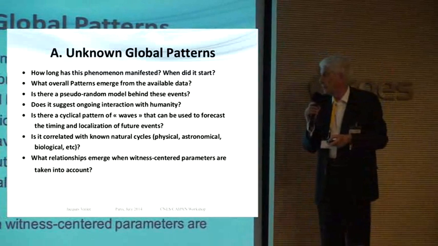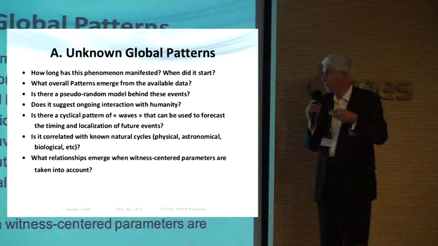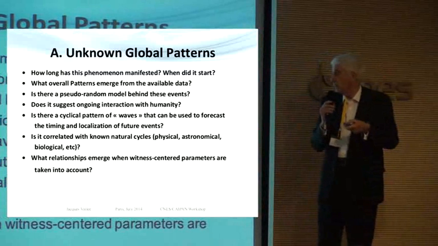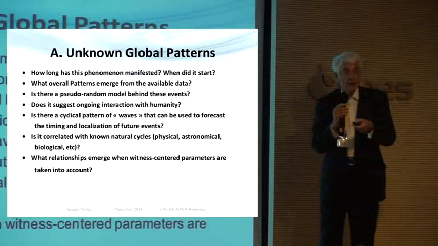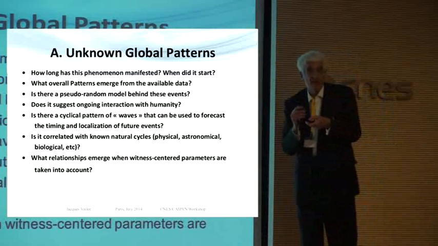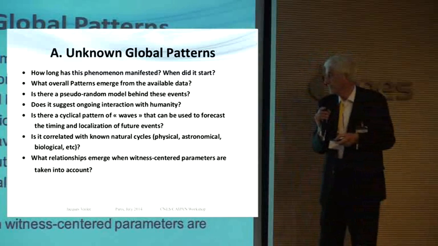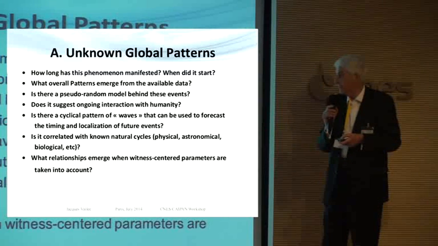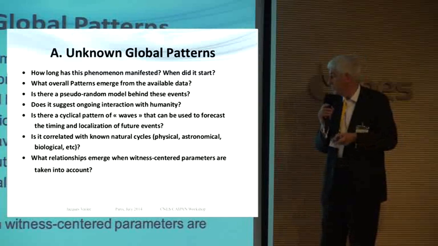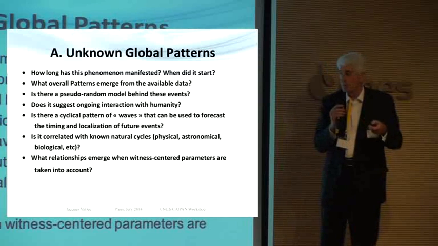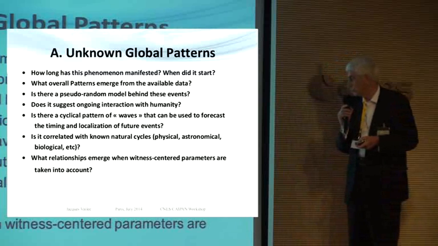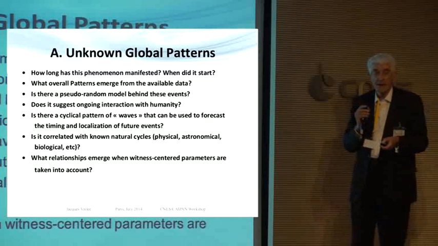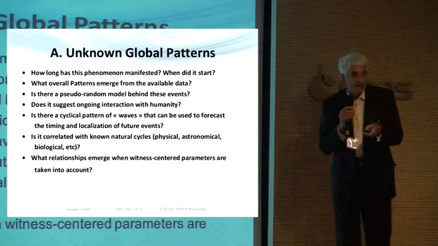Are there cyclical patterns of waves that can be used to forecast the timing and localization of future waves? I mean, if that's true, then we can go there with special equipment and catch them. We haven't done that yet. Is it correlated with known natural cycles, physical, astronomical, biological, and so on? What relationships emerge when witness-centered parameters are taken into account? Does the phenomenon select its witnesses?